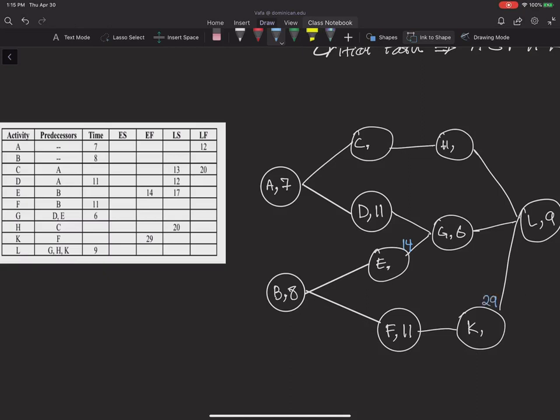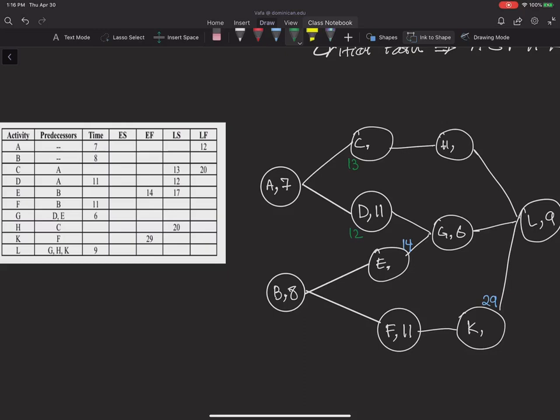So I take a note of that on the top right. Late starts, I know a few late starts here. For activity C, the late start is 13. So late start for activity C, I take a note of it here. And I know that the late start for activity D is 12.